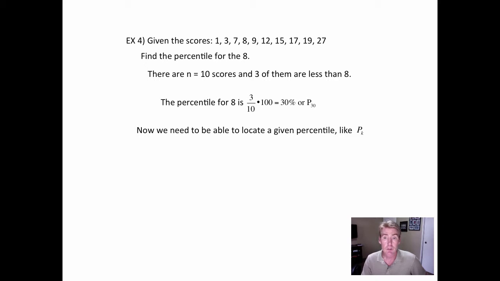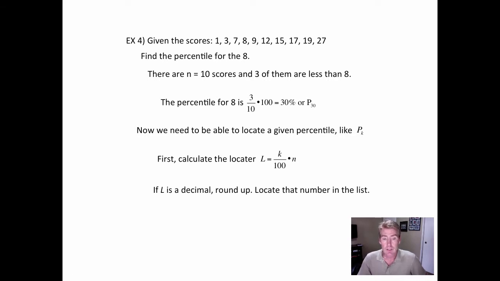Now we need to work the other way around. What if somebody had said, hey, I want to know who is at the 30th percentile? Then we need to be able to do the work to say, hey, that's the number 8. Okay, first calculate what's called the locator. Basically, all you're doing is taking this 30 and changing it into a decimal. So you divide by 100. Then multiply by the sample size to say go that far, or in other words, go 30% of the way through the data. That's what this little formula says.